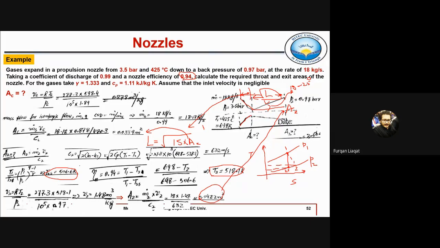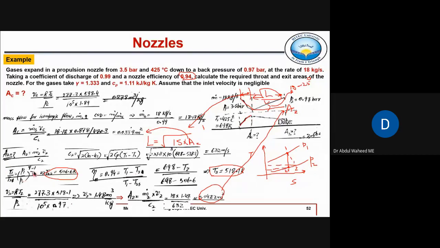T2S सर, हाँ राइट, आइसेंट्रोपिक टेम्परेचर। जी T2 और किसी मेथड से कैलकुलेट हो नहीं सकता. T2 कैलकुलेट करने का हमारे पास मेथड सिर्फ यही है, नोजल एफिशिएंसी की इक्वेशन. Nozzle efficiency is equal to T1 minus T2 over T1 minus T2S. Here there are two unknowns, T2 and T2S. And what is T2S? T2S is this isentropic process के लिए. So for isentropic process we know this equation.